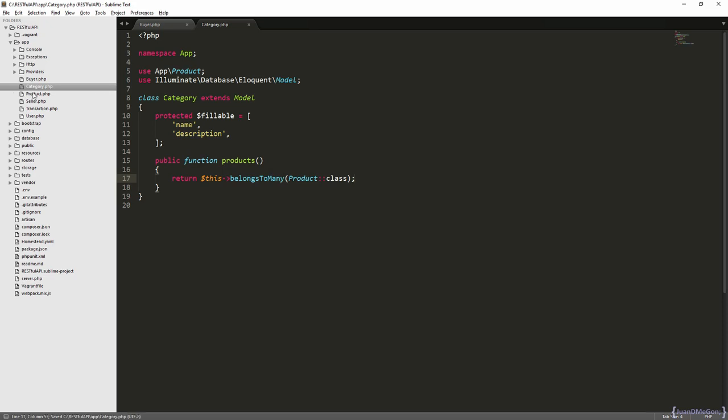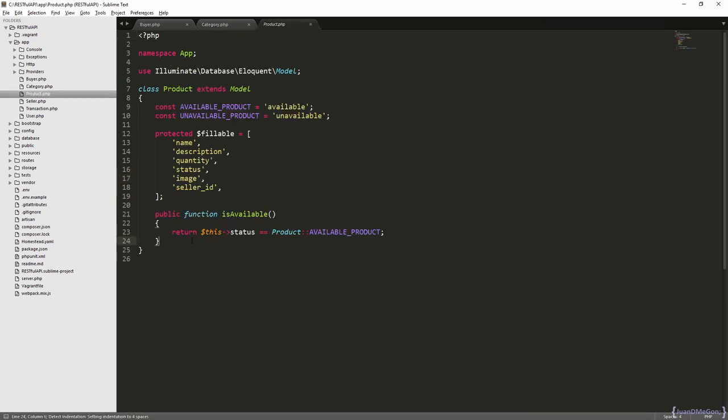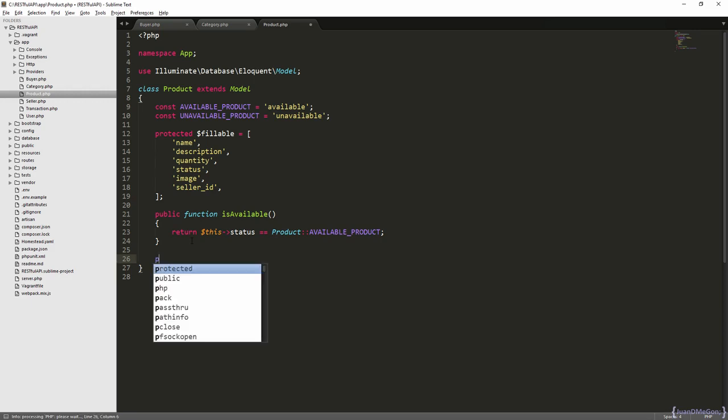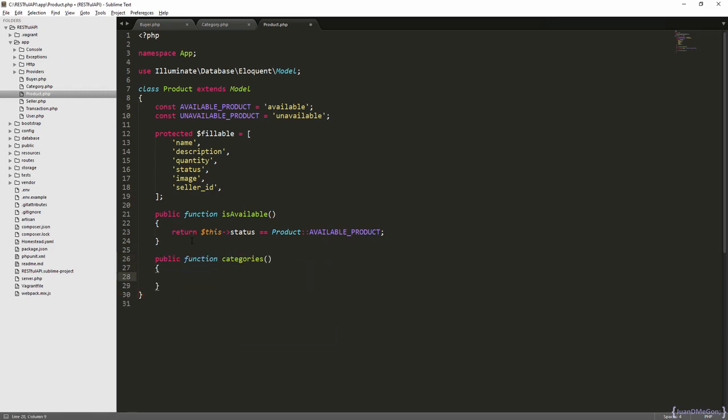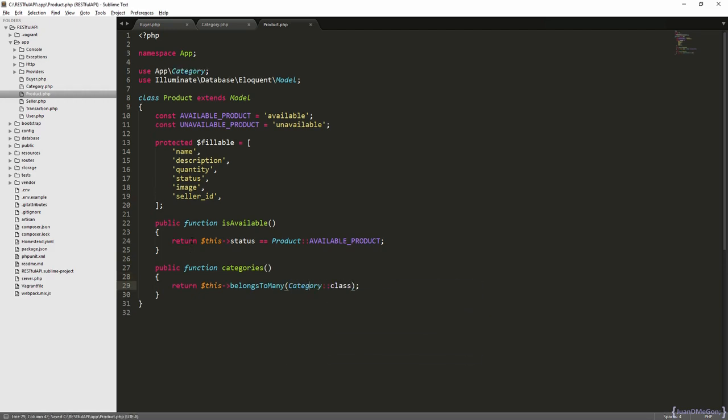Let's go now to the product model. As you may imagine, we are going to implement a relationship to category using again the belongs to many. Don't forget to import the definition. Now, additionally, a product has many transactions and has a seller. It means a product belongs to a seller and a product has many transactions. So it is an important detail here.